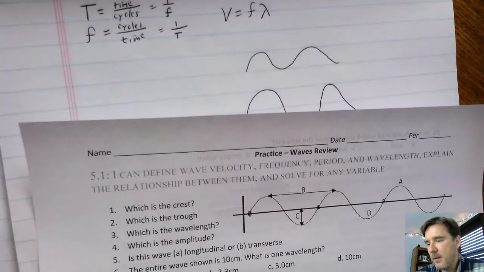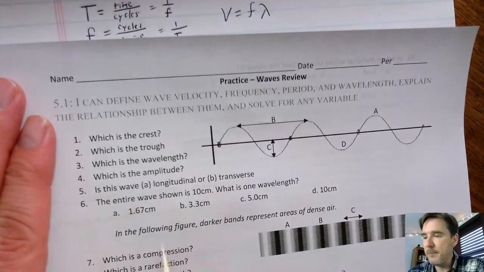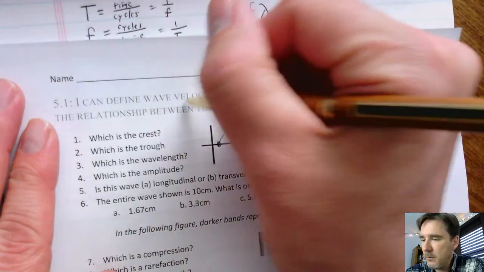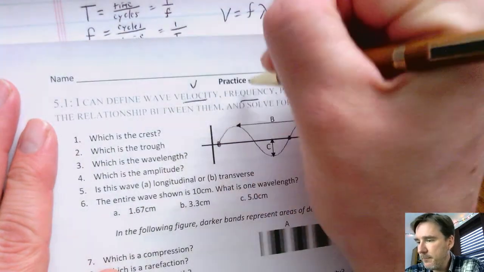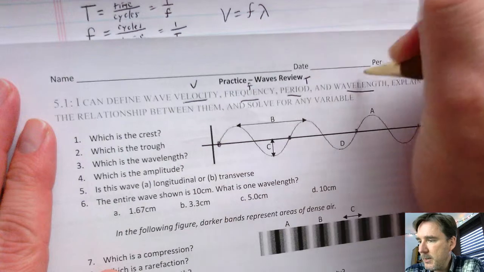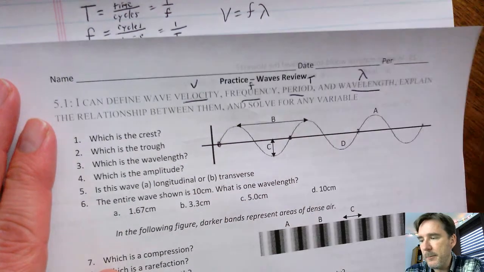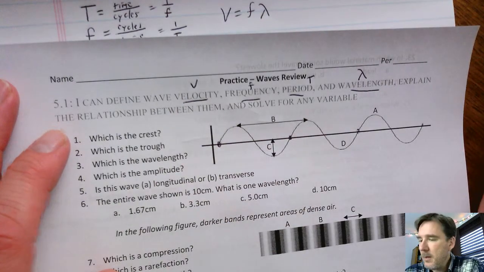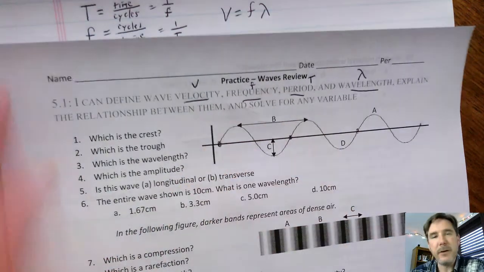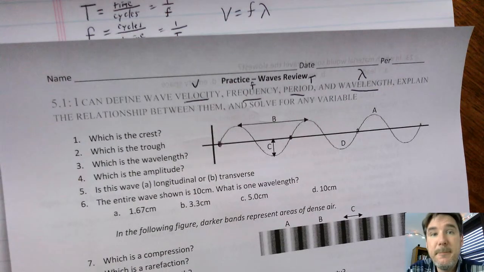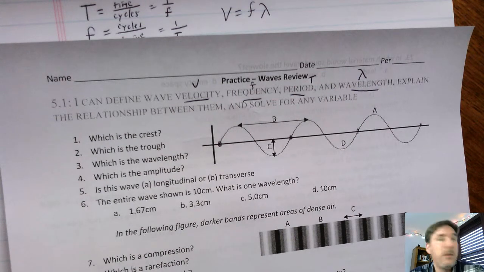So all that has to do with this first part of the unit: defining wave velocity, frequency, period, and wavelength. So v, f, capital T, and that Greek letter lambda. Explain the relationship between them. In other words, you need to know the equations and solve for any variable. That's it. That's the whole first part of the unit. So make sure you can do that, and you'll be fine on the test. All right. Not seeing any questions, so I'm going to continue on.